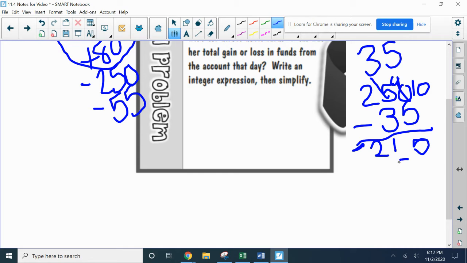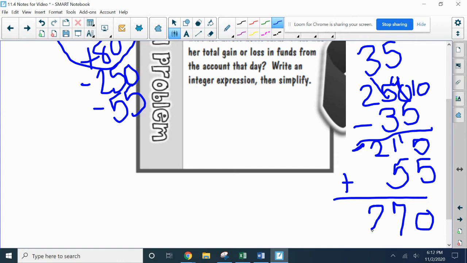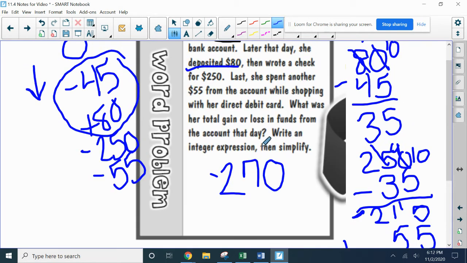Then she spends more money. So 55 and 215, because they're both negative, we're going to add them together and keep the sign of the larger one. 5 and 5 is 10. 1 and 5 is 6, plus the one we carried is 7. 2 and nothing is 2. They were both negative. So, in all, she lost $270 more than she got.